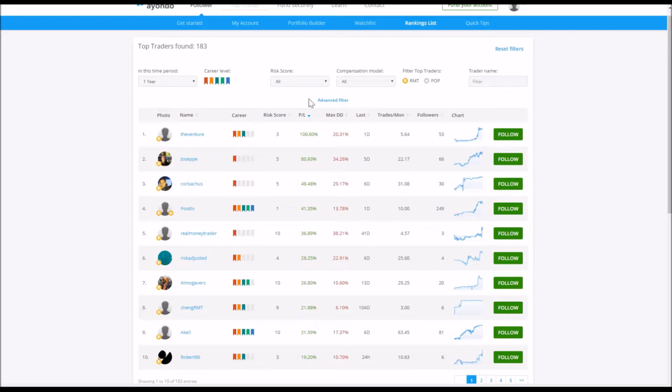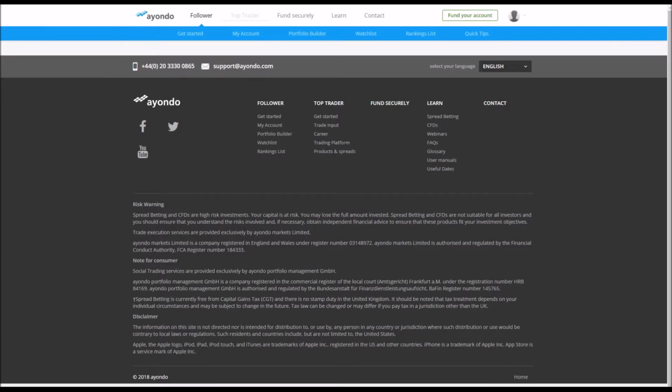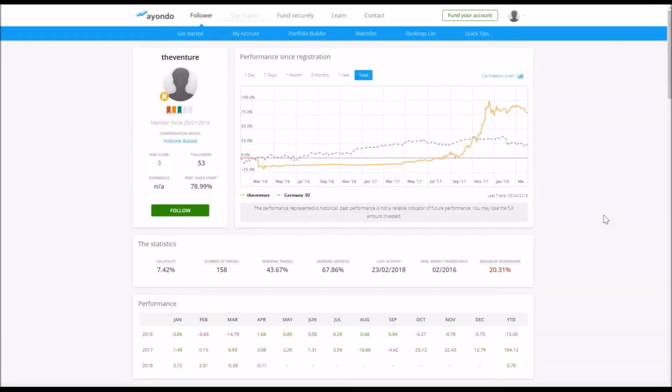So let's find out a bit more. So we've got like a high level view here, and I think already we can identify some traders: the Venture, Giuseppe, even this guy here, Cabachus, Positive. The top 5, they do look like, on the face of it at least, they've got some sort of solid, sensible returns. But let's find out a bit more information. So let's click on the Venture. Okay, let's have a look in there. Here we go. So this is the page for the Venture.